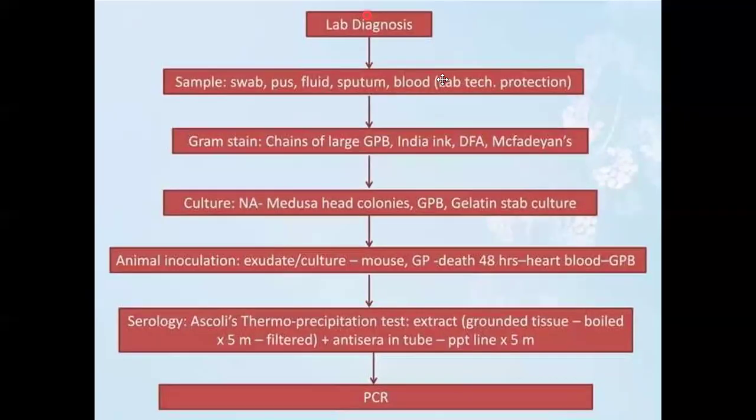So this is usually the lab diagnosis. For our samples, we have the swab because you have pulmonary involvement, pus, fluid, sputum, blood to see if there's the presence of the bacteria. And then Gram stain, what are you going to see? The chains of large Gram-positive bacteria, okay? And then when you culture, medusa head colonies, animal inoculation. So when you culture in a mouse, it causes death in 48 hours, with Gram-positive bacteria in the blood.